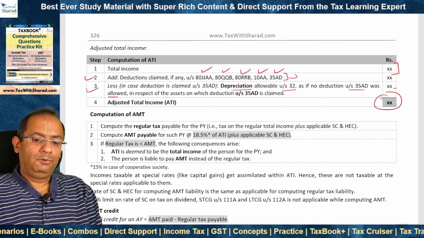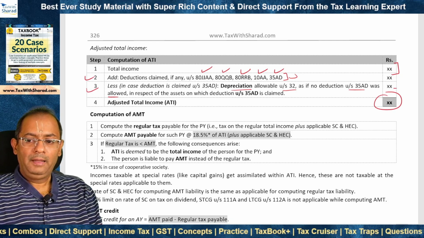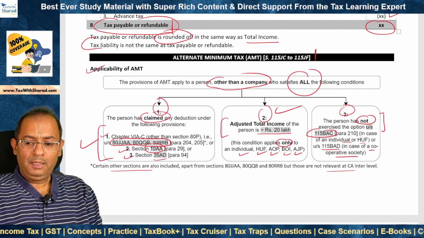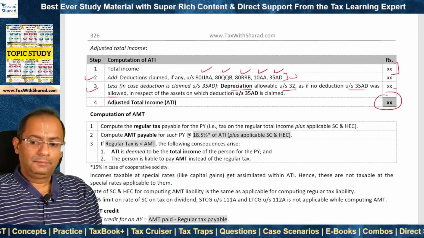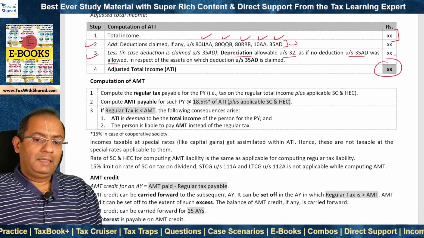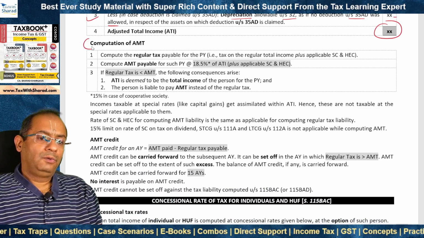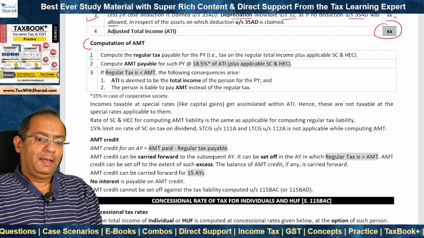And this gives us the amount of adjusted total income or ATI, which as we noted above should be more than rupees 20 lakh. Now if these applicability conditions are satisfied, then we need to proceed to the computation of AMT. And there are 3 steps.